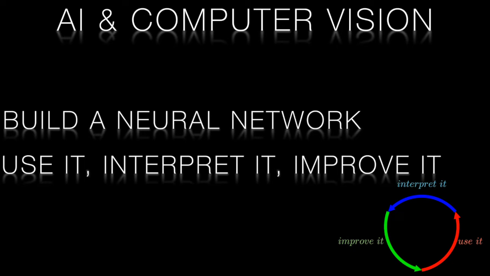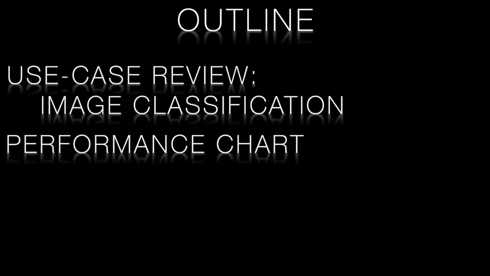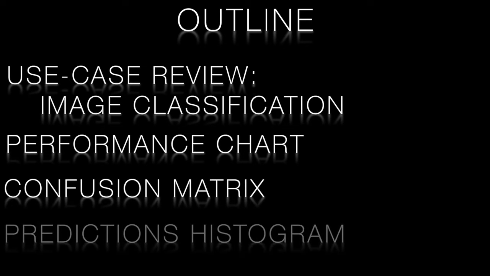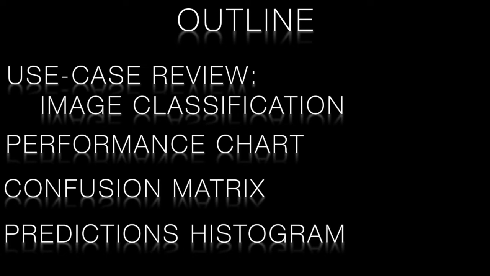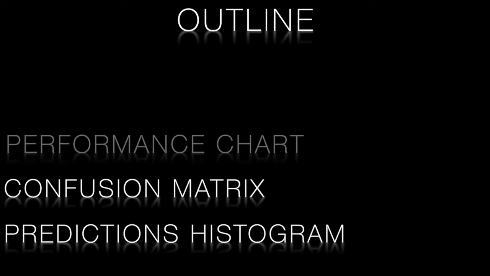improve its performance. In this video, we'll introduce some tools that help us better visualize how the network is behaving. This will greatly improve our ability to tweak the performance of our AI. We'll start by quickly reviewing our computer vision challenge. We'll then introduce three visualization tools: the performance chart, the confusion matrix, and the prediction histogram. We'll apply these tools to our computer vision problem. Finally, we'll extend our scope to get our network to recognize other types of image.